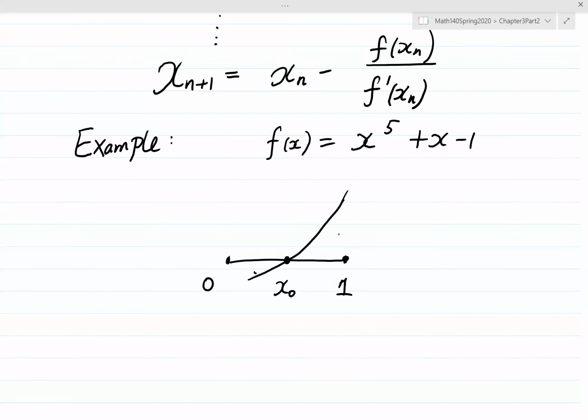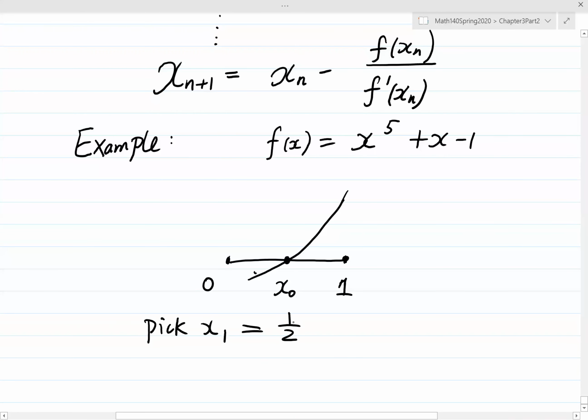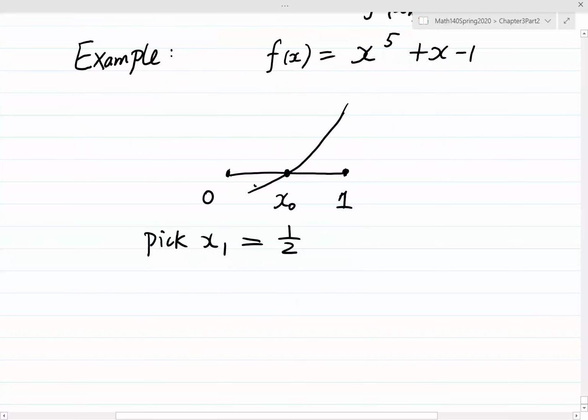So let's see, we do 1/2. Now you can check 1/2 is not a root. You are not so lucky. So pick x1, a point near x0, to be 1/2. We don't know x0, but we know it's within 0 and 1.